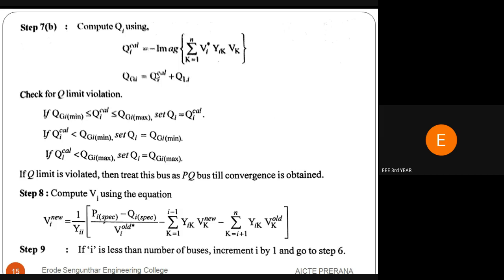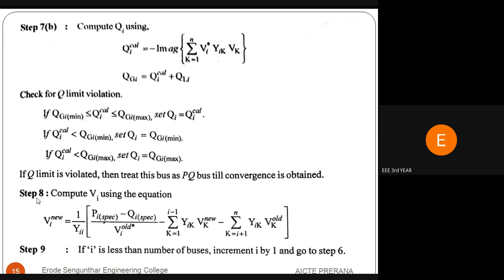I have already seen this before. If QGI minimum is less than or equal to QI calculated, which is less than or equal to QGI maximum, set QI equal to QI calculated. If QI calculated is less than QG minimum, then set QI equal to QG minimum. If QI calculated is greater than QG maximum, set QI equal to QG maximum. If the Q limit is violated, then treat this bus as a PQ bus till convergence is obtained.